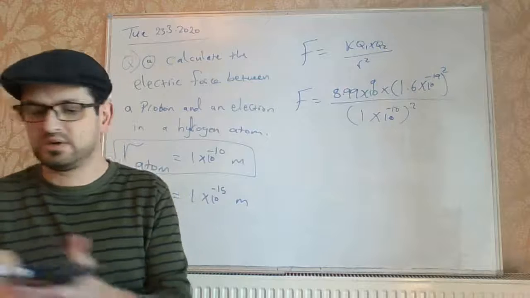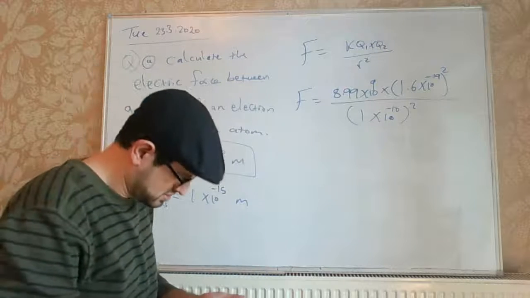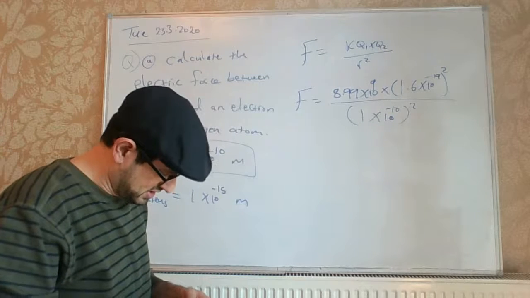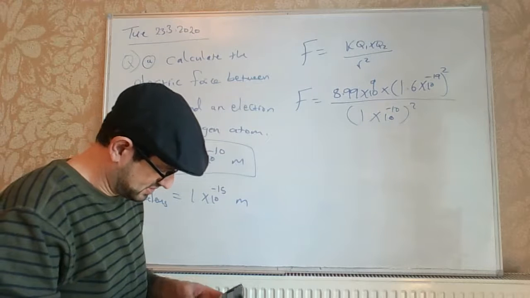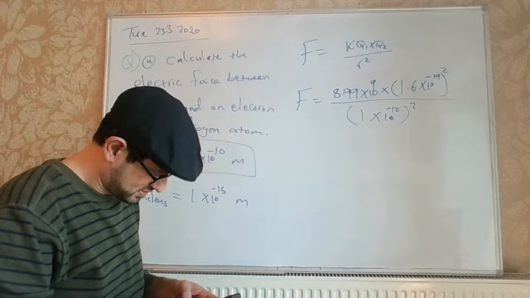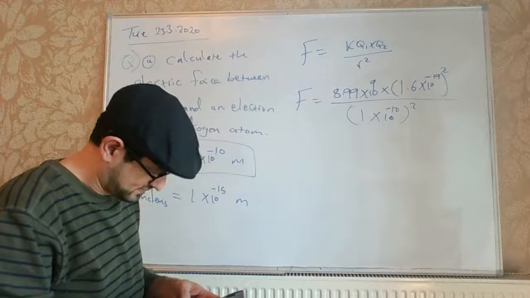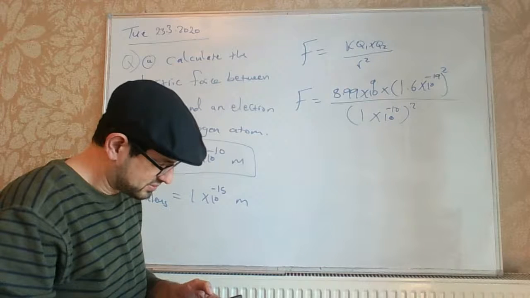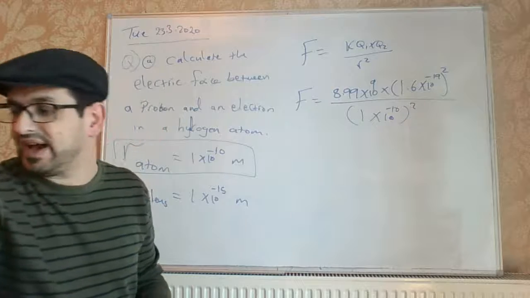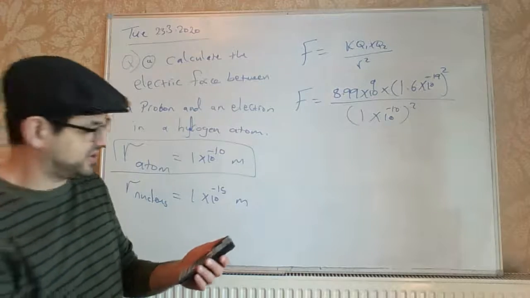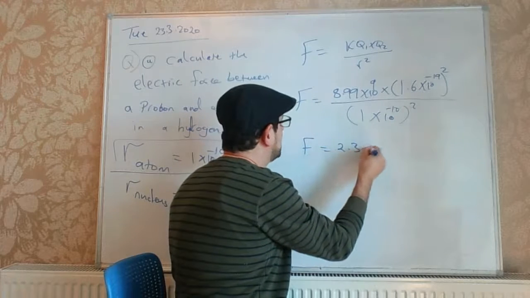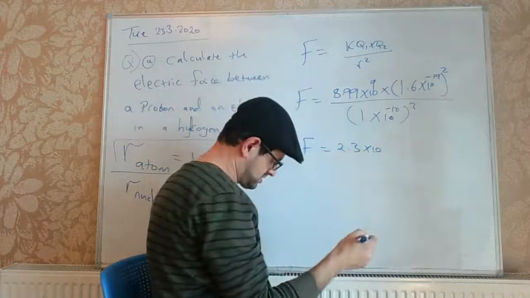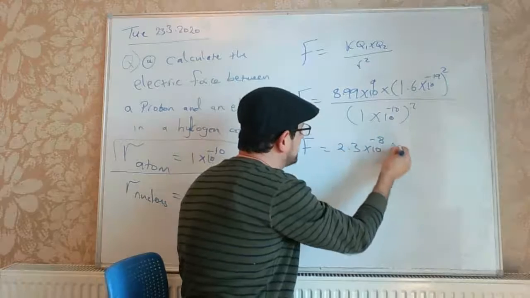Can you help me doing the calculation? 8.99 times 10 to the power of 9 times... And I get the answer 2.3 times 10 to the power of negative 8 Newton.